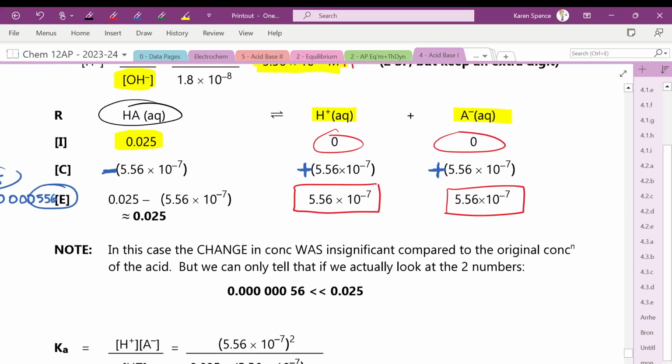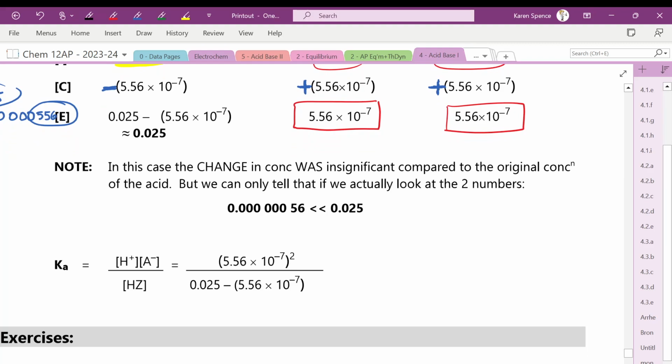Oh, I called it HA up there, except it's a Z down here. I don't know why. I need to fix it. That should be an A. There we go. Fix.